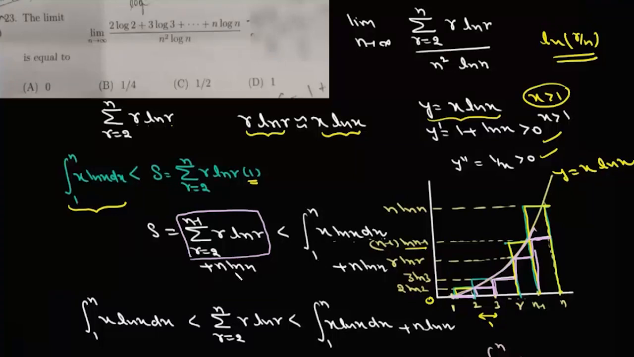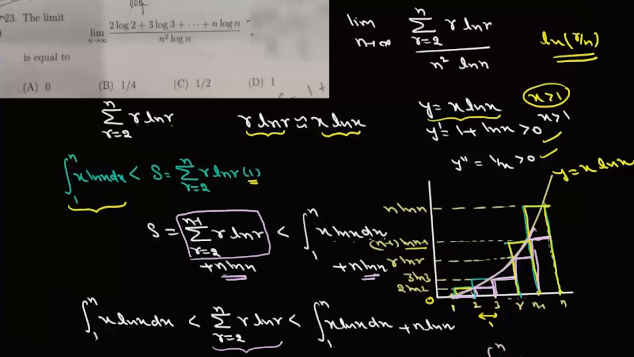Now what's missing in this is the last term n log n. So we'll add n log n to both sides. So now from here we can write that this sum, that is the summation r varies from 2 to n of r log r, will be greater than the integral from 1 to n of x log x, and it will be less than the integral from 1 to n of x log x plus n log n.